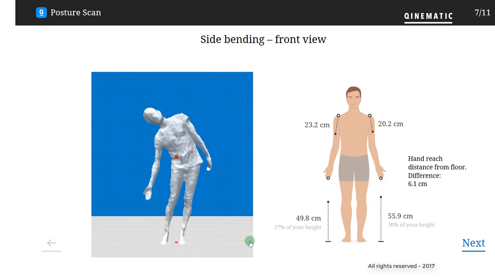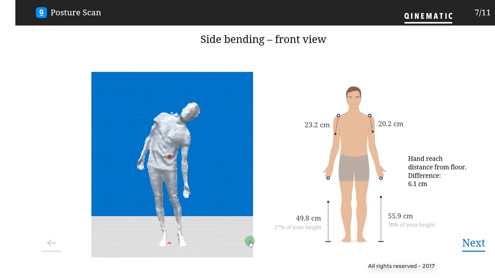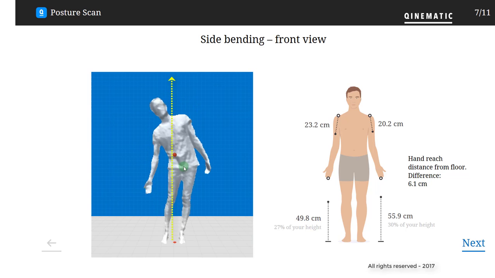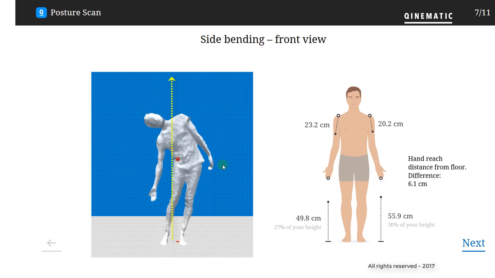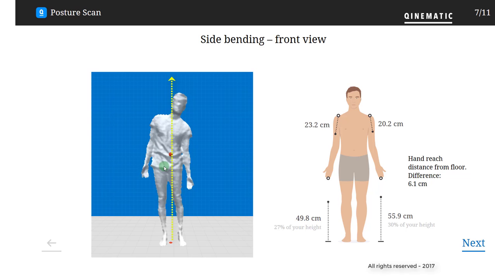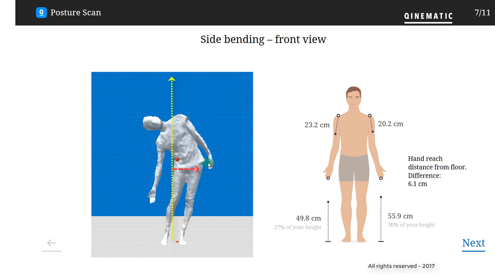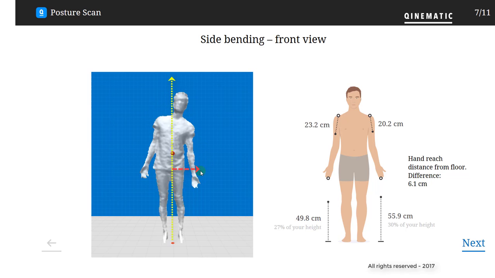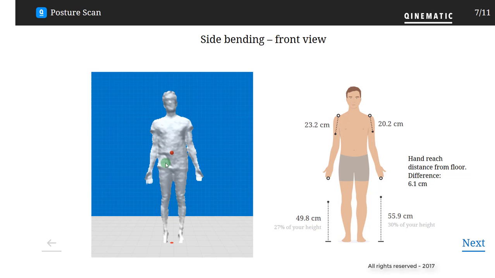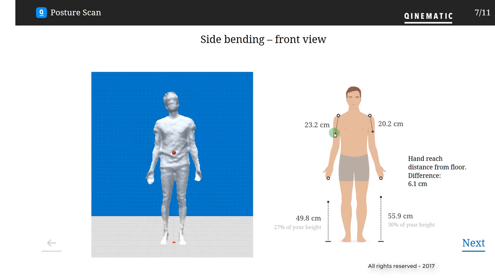Side bend with considerable amount of hip strategy on the left and the right side, but a much bigger movement to the left than there is to the right. So once again, when bending to the right hand, the hips move a lot. When bending with the left hand, not so much. There is a 3 centimeter difference between reaching left and right.